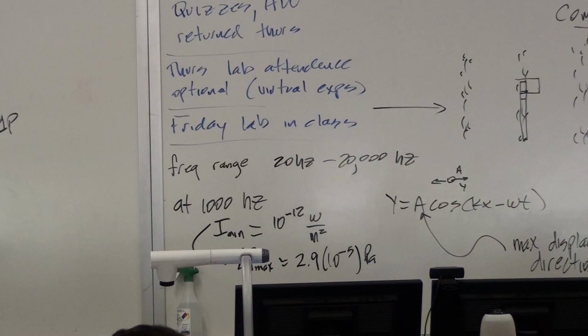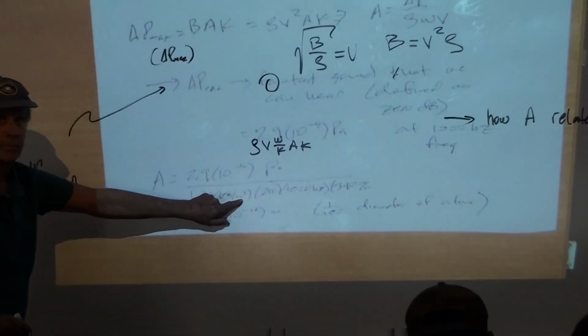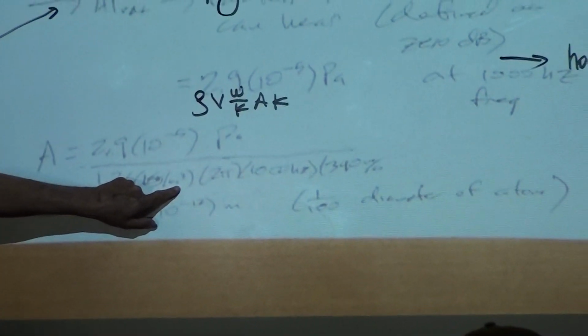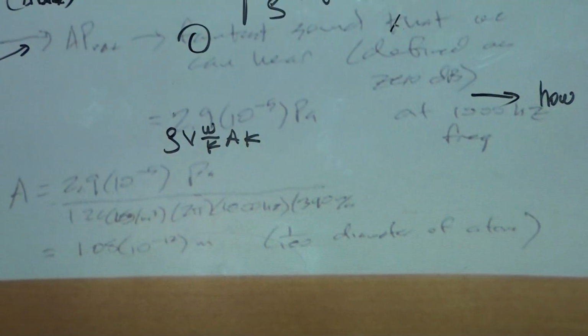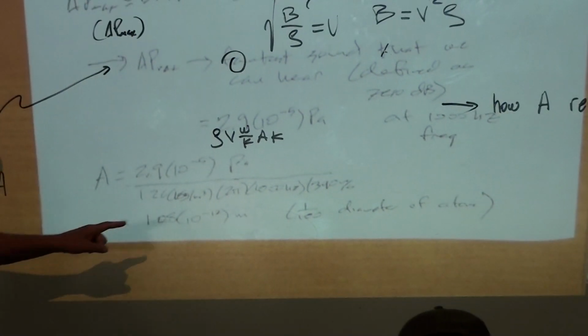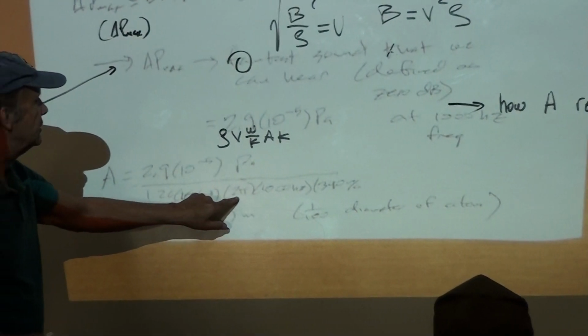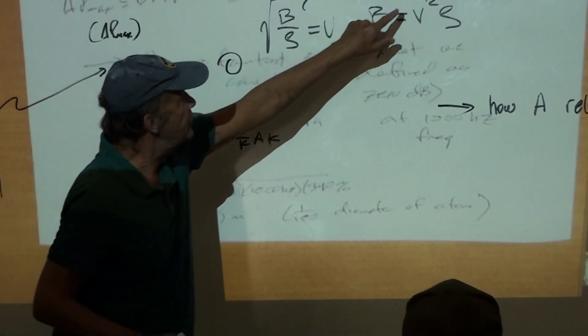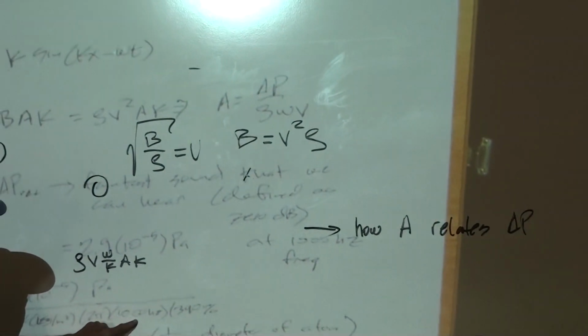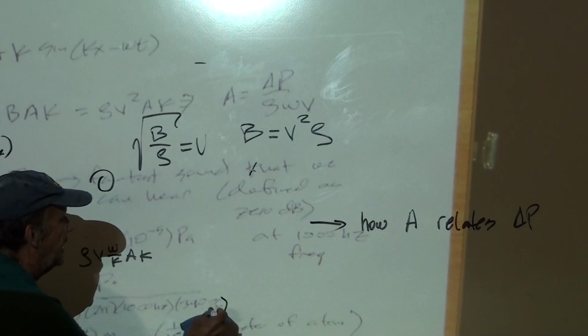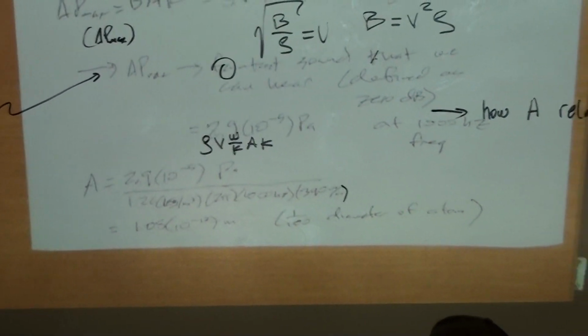Then what we get is the maximum distance of particle motion is going to be equal to delta P divided by rho. Here rho is the density of air, 1.26 kilograms per cubic meter. That's a little more than 1/1,000 the density of water. Times omega, and this is at 1,000 hertz, so omega is 2 pi times the frequency. That's 2 pi times 1,000 times the velocity of sound, which is 340 meters per second.